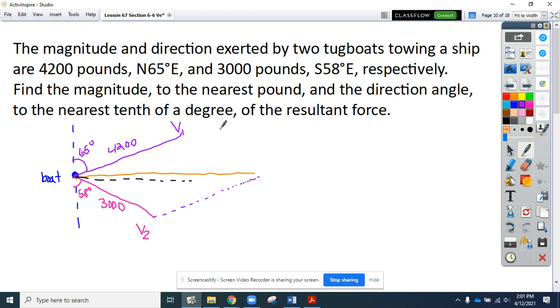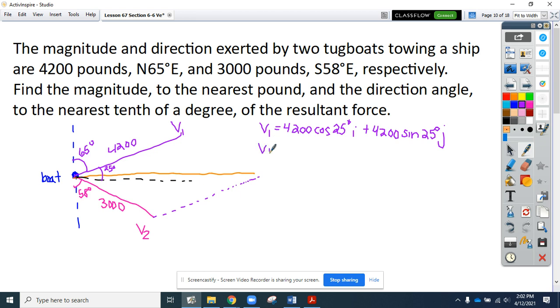Right? So to write the equation of vector 1, I have my formula. So the magnitude times the cosine of the angle. Now, it's not 65. It's this angle. So that's where in your book they were subtracting. So 90 minus 65 is the 25 degrees. So cosine of 25, that's my I component. And 4,200 sine of 25 is my J component. I do want to type that in a calculator. It says to the nearest 10th of a degree. So we'll go to the nearest 10th.